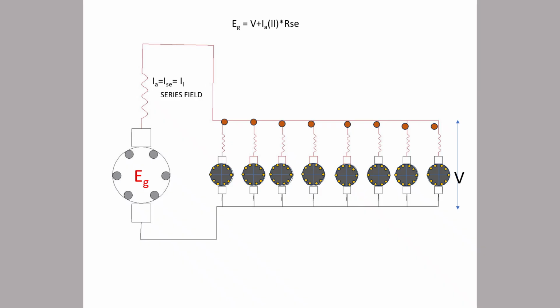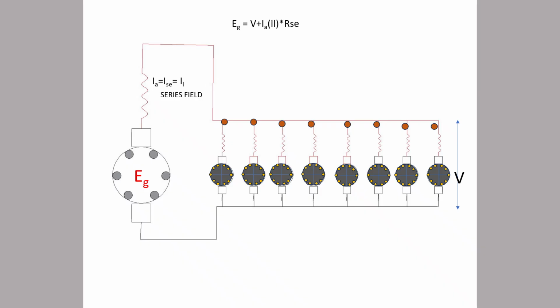Brush drop will be added. So this is the system. This is the DC series generator, and from that we are taking power and giving it to the motor, and the motor is rotating. Why is the motor rotating? Because if you have a magnetic field, and you are passing current through the commutator, the armature conductor, a torque will be produced and it will rotate the motor.